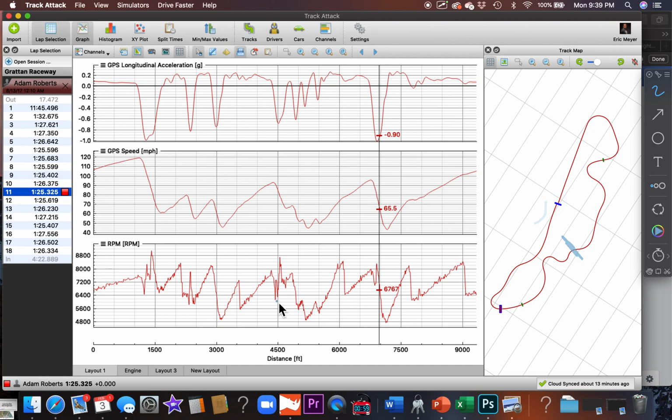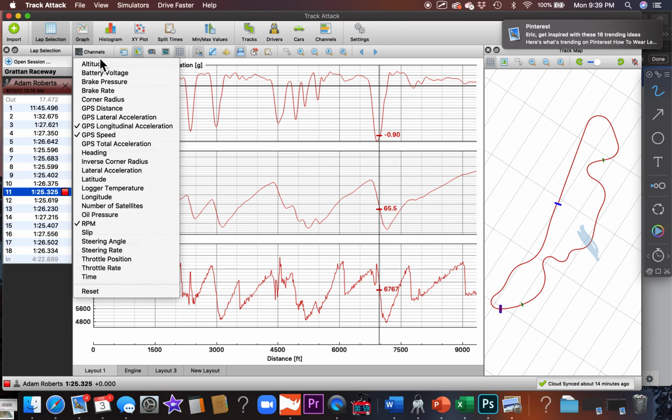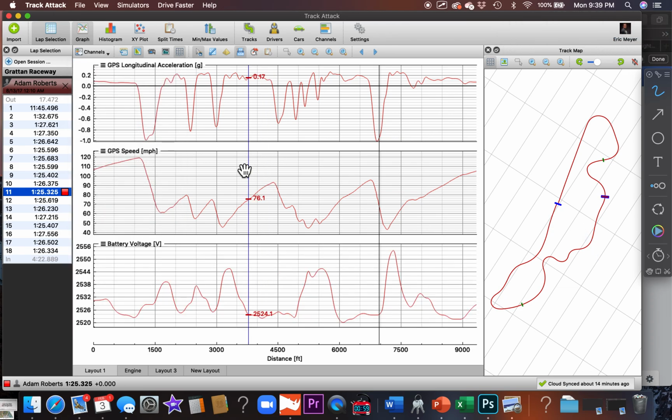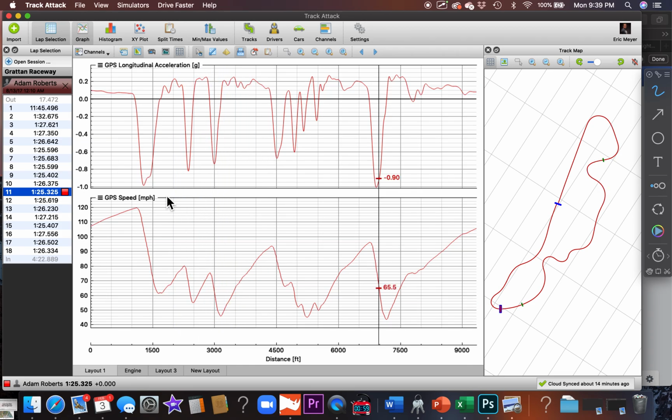Well, let's find out what is halfway. Should be right about here. So there's about halfway right there. Okay, I'm going to take off this crazy RPM. And there's other jazz on here, like battery voltage. There's all kinds of stuff, but we're only concerned with speed, longitudinal, and these two, plus this one, the track map. That's like 90% of what you're going to look at. 90%.